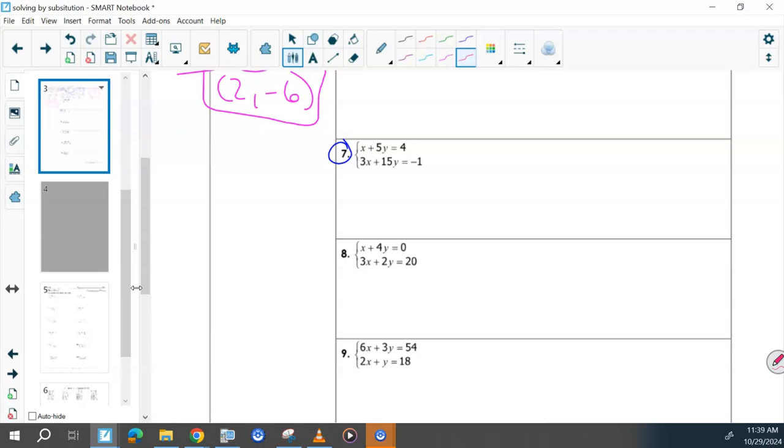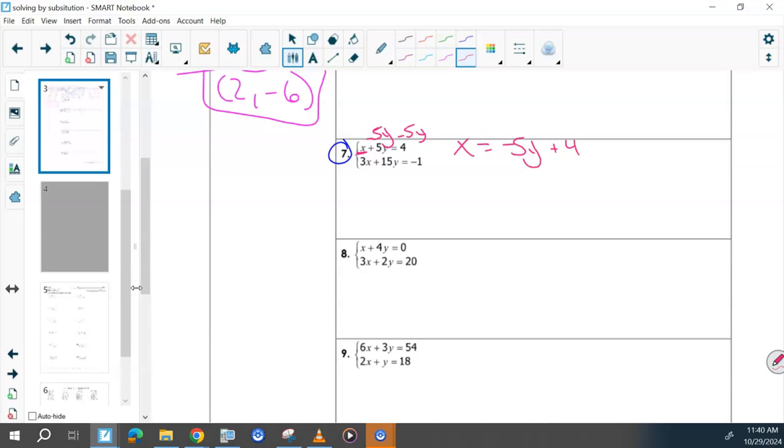What in number 7 should we solve for? What would be the easiest thing to solve for? Oh wait, I was reading 6. For number 7. The x. In which equation? The top one. So if I solve for the first x in the first equation, that will make our lives the easiest. Because how would I get rid of 5y? The x equals negative 5y plus 4.